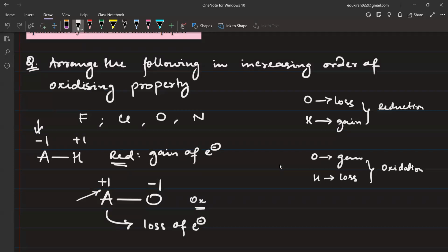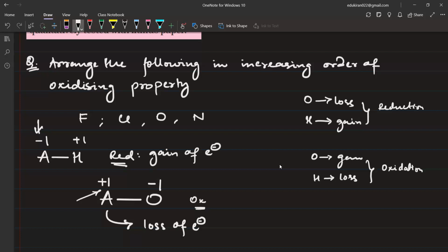Right? If it loses the negative charge of electron, positive charge will come on it, and if it gains the negative charge of electron, then negative charge will come on it. Yes or no, please tell me guys. Yes, sir. Okay. So we can also tell that oxidation is what? It is loss of electron and reduction is gain of electron.